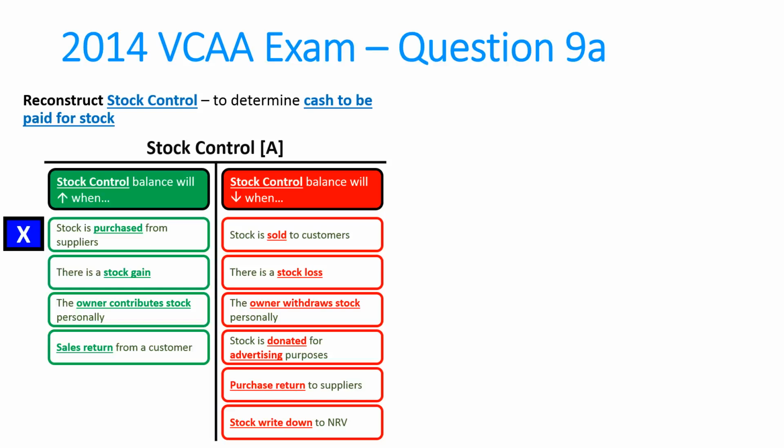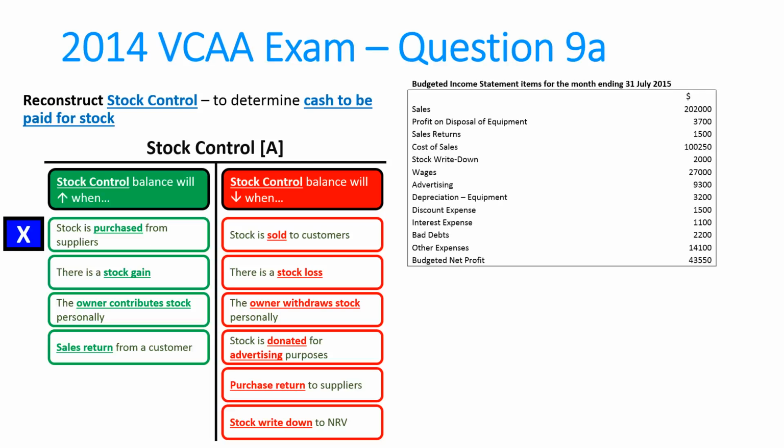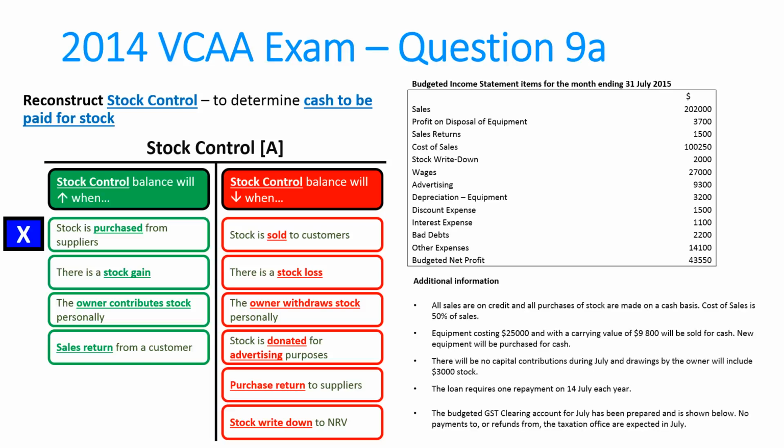First thing we want to identify is that we aren't going to know how much stock is bought from suppliers, because that is what they're asking us to find. So that will be X. What we can do though is go and look for the other items in the information we were given. Is there a stock gain anywhere in that information? There isn't, so we'll move on. Does the owner contribute stock? Well, what it says under the additional info is there will be no capital contributions. So we'll leave that one.